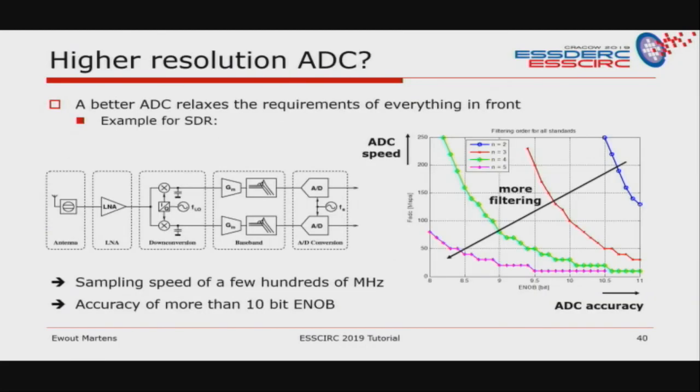Of course, you can wonder, can you also use high resolution ADC in such a system? And here's an example of that. This is an example of a cascade analysis for an SDR system, software defined radio. On the curve you see the ADC speed versus the ADC accuracy for different orders of filtering in the receiver. And as you can see, if you have more filtering, that actually relaxes the requirements for the ADC. Or you can also look at it the other way around. If you have a better ADC, you don't need as much filtering in front of it, and you can save power there. And then it's a matter of what will be the most power efficient.